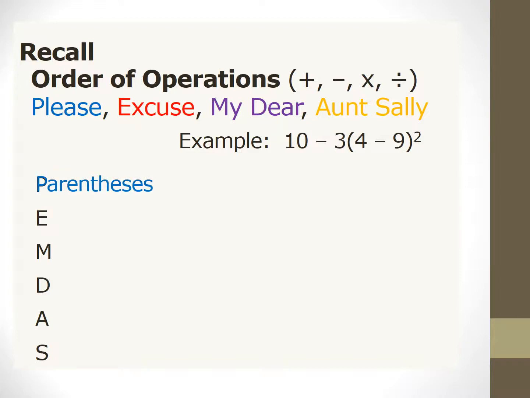So in the PEMDAS, the P stands for parentheses. Always do what's in the parentheses first. And so we're going to do what's inside the parentheses first, which is 4 minus 9. And when we do 4 minus 9, that gives us -5.